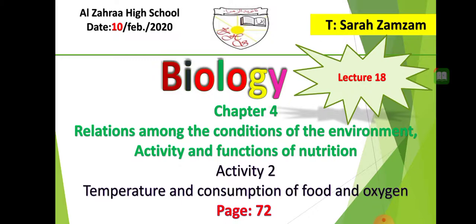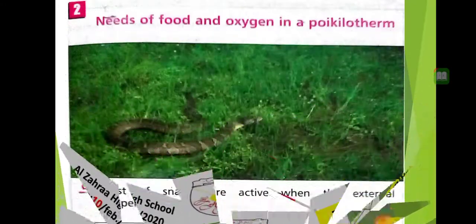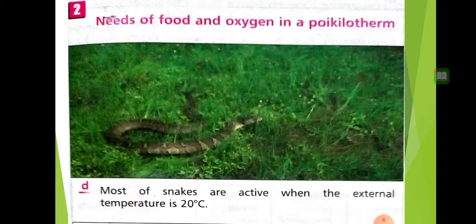Activity 2, the temperature and the consumption of food and oxygen, but in poikilotherms. The poikilotherms are the animals that change their body temperature as the external temperature changes.